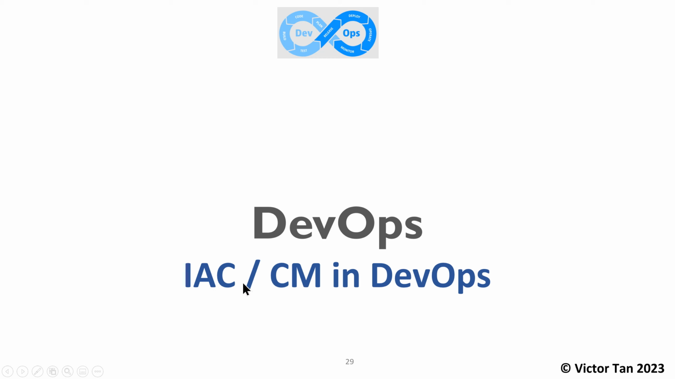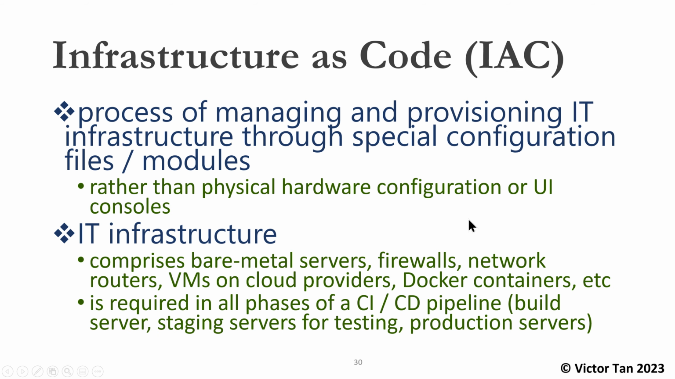IAC is infrastructure as code, CM is configuration management in DevOps. Okay. So in the previous lecture, I already talked about CI/CD. CI/CD is a core aspect of DevOps. And now we're going to look at two other components that complement CI/CD.